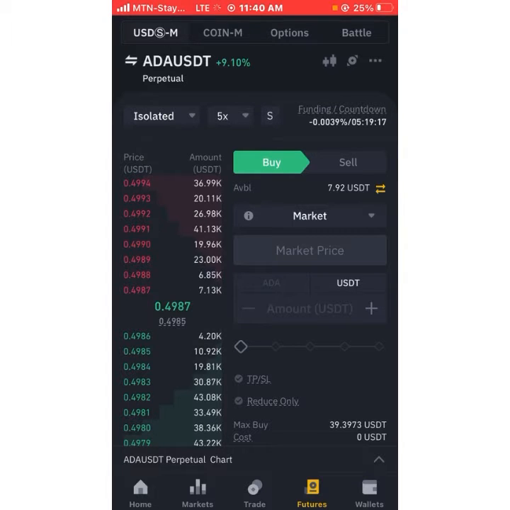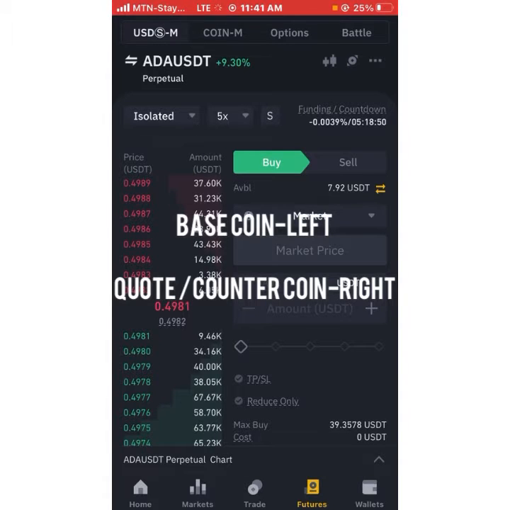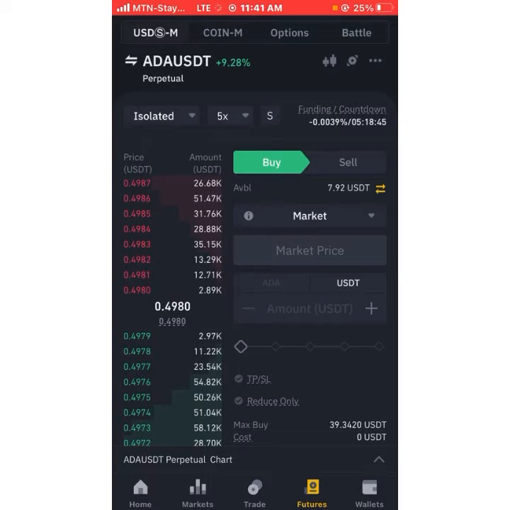Now I want to make out something very clearly right now. We have 2 pairs of coin, the ADA and USDD. The ADA is on the left hand side, while the USD is on the right hand side, right? So ADA stands for what? Your base coin, while USDD stands for what? Your quote coin. So the coin on the left hand side is known as your base coin, while the coin on your right hand side is known as what? As your quote coin. Some people call it quote coin, or you call it counter coin.